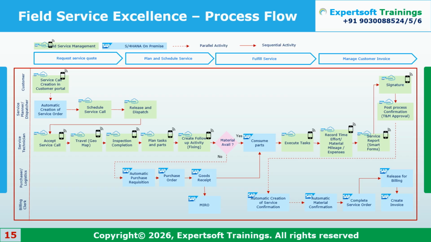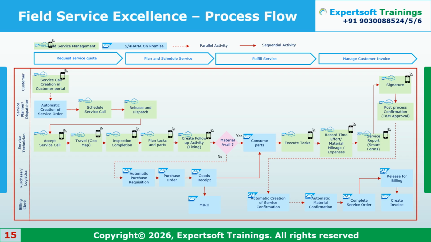He'll do the release. It goes to the technician, who will accept it and travel to the location. All these activities are performed in mobile, and he will do the physical activity. The data and the parts being used are recorded. Let's assume that if he wants to do any other activity, he'll create a follow-up activity. He will check for the material availability for the follow-up activity. If the material is not available, then an automatic purchase requisition is created in SAP. A purchase order is generated, goods receipt happens, and an invoice is posted to the vendor from which the part is procured.